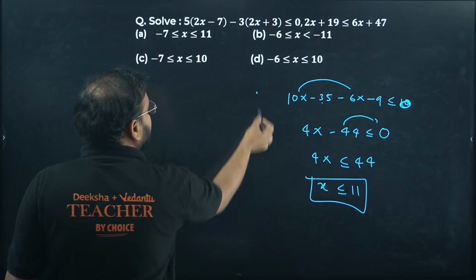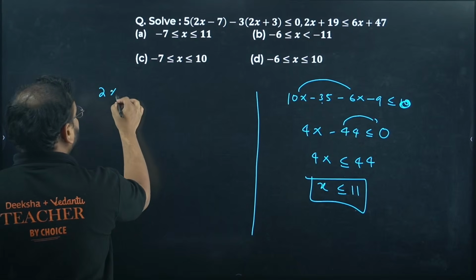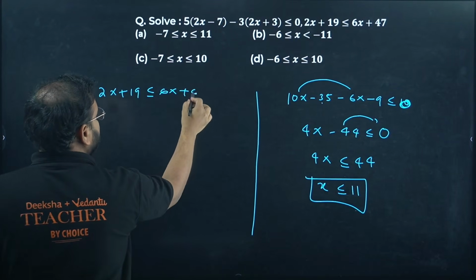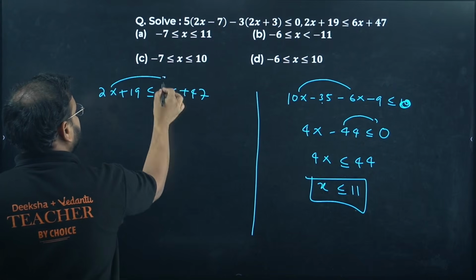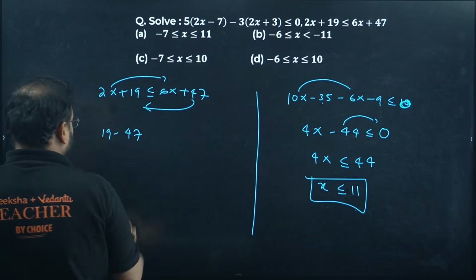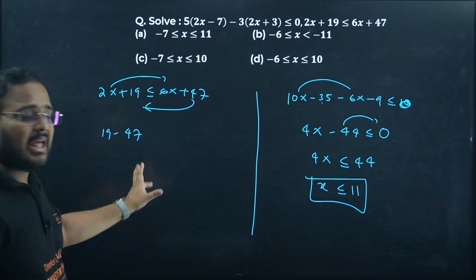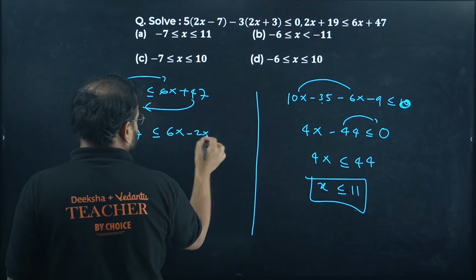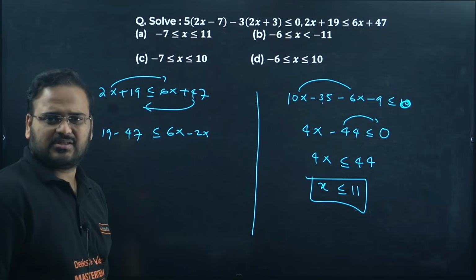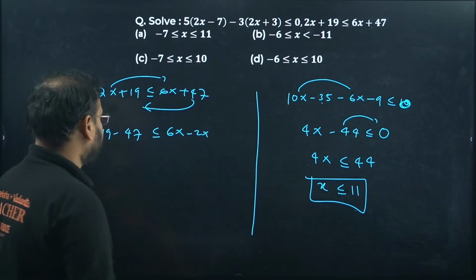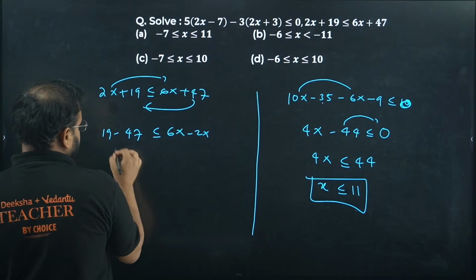Let's look at the second one. What do we have over here? 2x plus 19 less than 6x plus 47. So 2x over here, 47 on this side. 19 minus 47. Again, I'm subtracting the value. I'm not multiplying with this, so don't worry about it. 6x minus 2x. This is all the rule of linear equations, not inequality. Inequality only comes to play when you're multiplying with the minus sign.